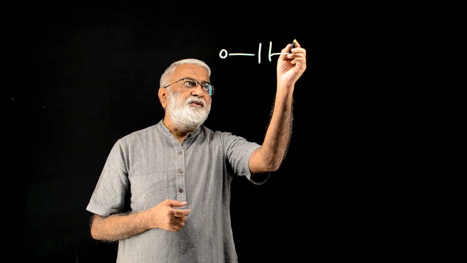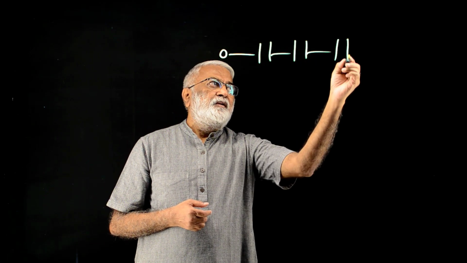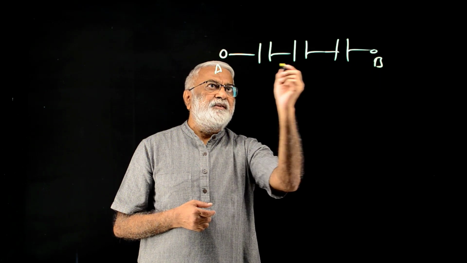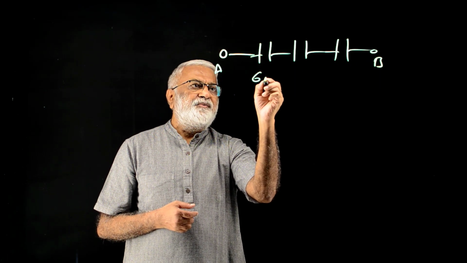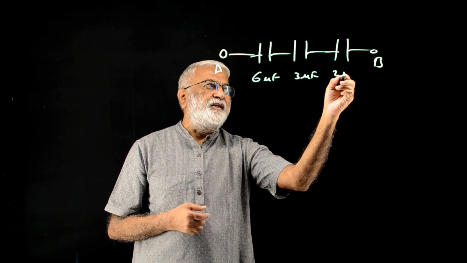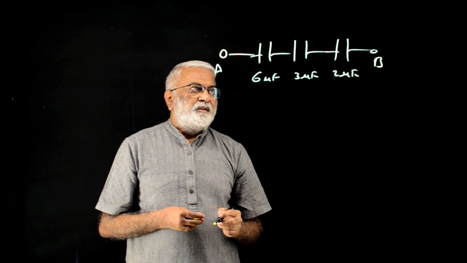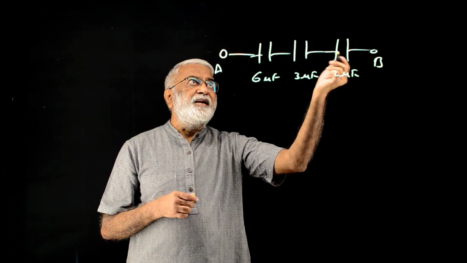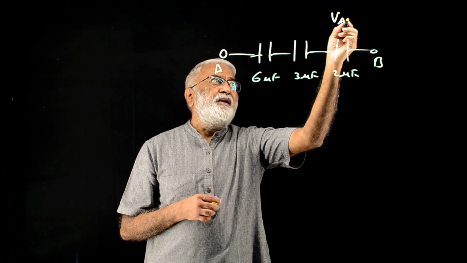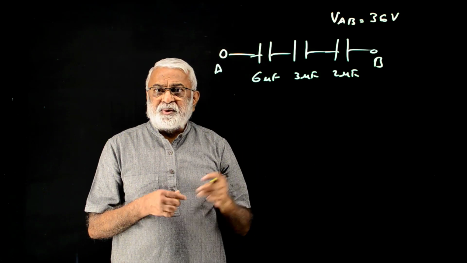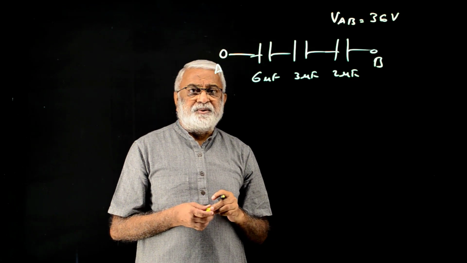Consider this situation. We have 3 capacitors in series between A and B, terminals A and B. This is 6 microfarad, this is 3 microfarad, and this is say 2 microfarad. Now, if the potential difference between A and B, let's call that VAB, is say 36 volt, what is the potential difference across individual capacitors?